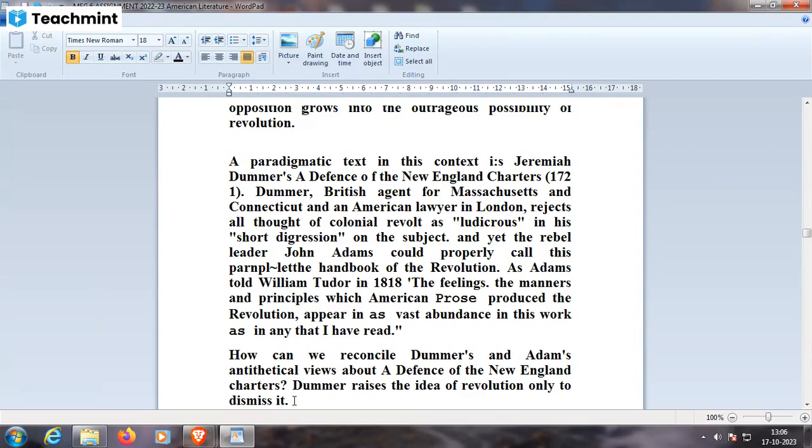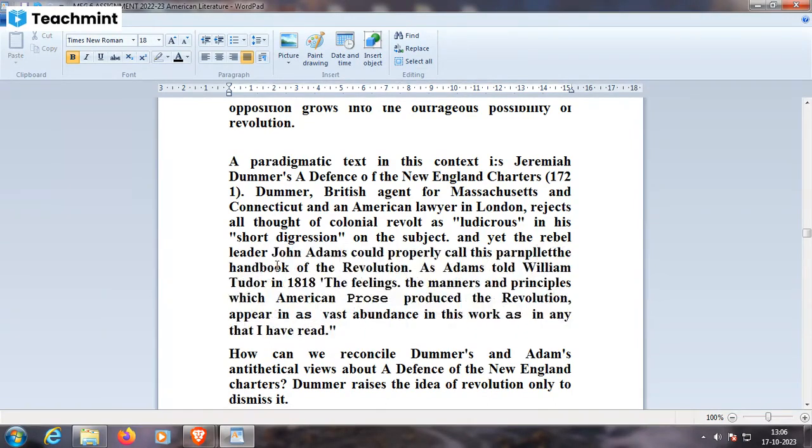A paradigmatic text in this context is Jeremiah Dummer's A Defence of the New England Charters, 1721. Dummer, British agent for Massachusetts and Connecticut and an American lawyer in London, rejects all thought of colonial revolt as ludicrous in a short digression on the subject, and yet the rebel leader John Adams could properly call this a handbook. So, whatever way you name it, there's no denial of the fact that such a handbook had created an uproar in the revolution. As Adams told William Tudor in 1818, the feeling of manners and principles which produced the revolution appear in as vast abundance in this work as in any that I have read.